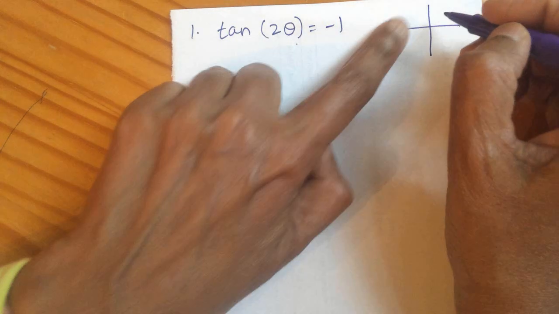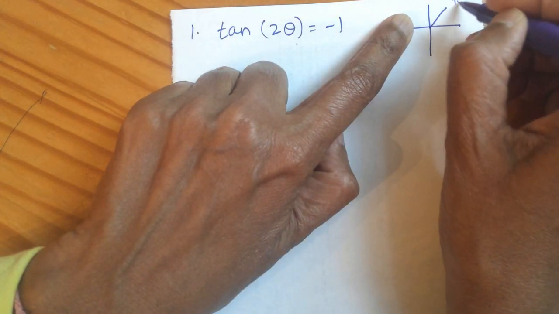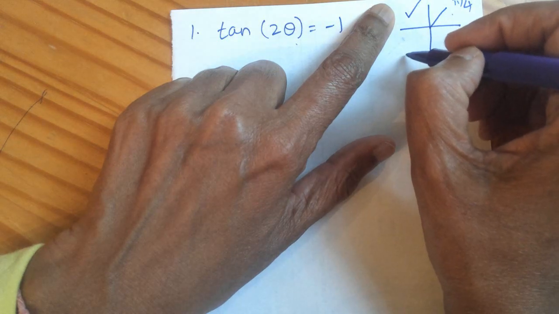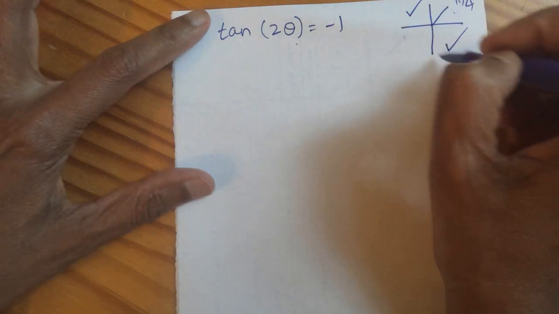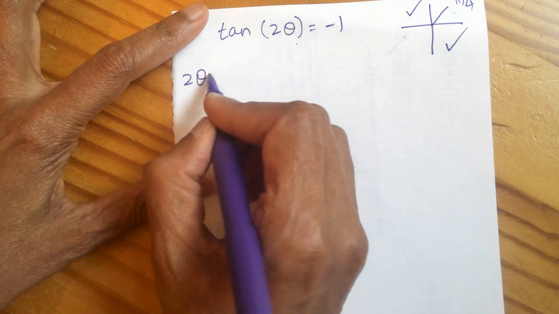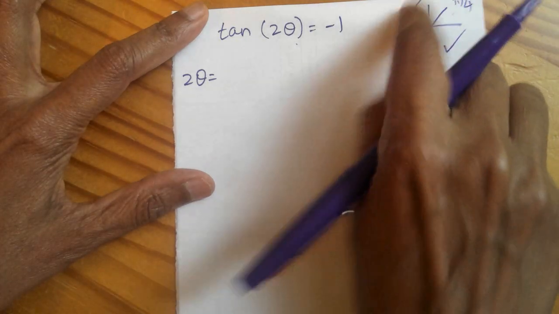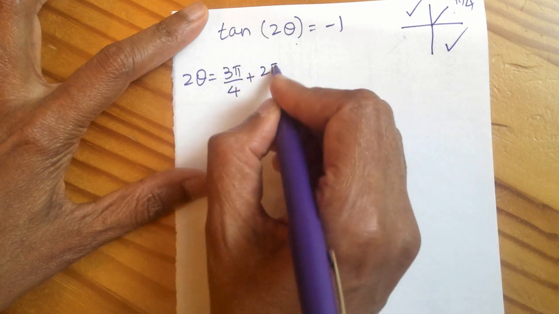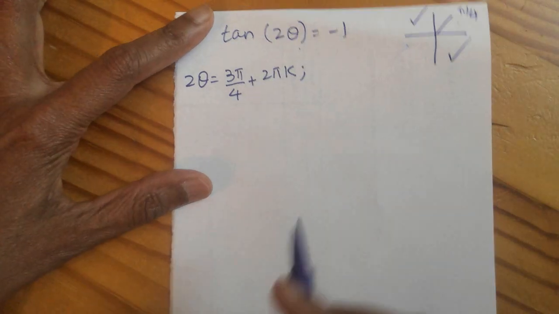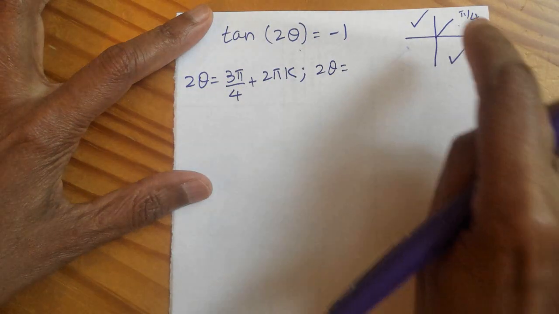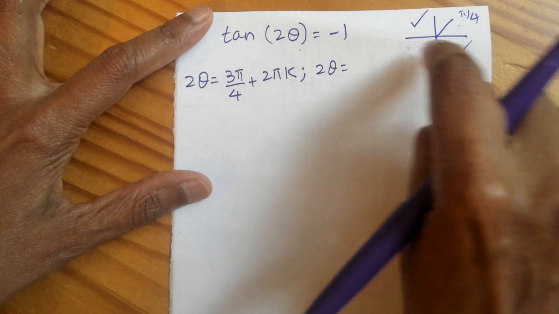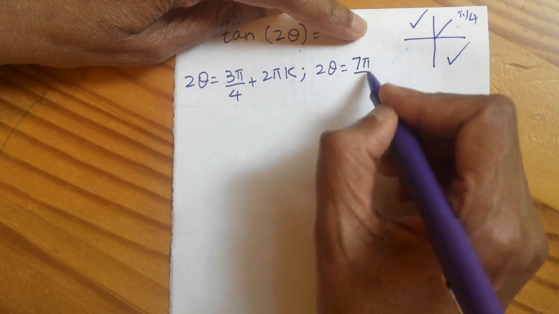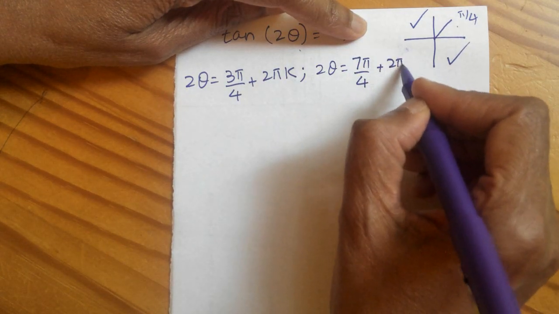When is tan -1? We know tan is 1 at pi by 4. But where is it negative? Tan is negative here. All Students Take Calculus. I know it's positive here. So my two angles where 2 theta will be, if this is pi by 4, it's 3 pi by 4 plus 2 pi k. We know we have to do that now. And 2 theta equals 3 pi by 4 and 7 pi by 4. The reference angle here is 7 pi by 4, so 7 pi by 4 plus 2 pi k.